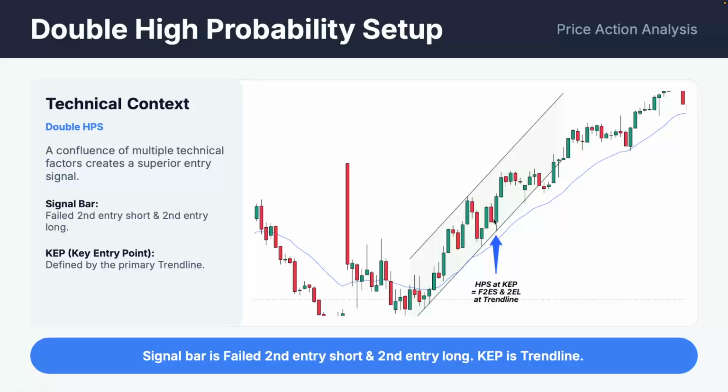Okay, so this signal bar is a failed second entry short as well as second entry long, and it is forming a trend line. You can see here is your valid trend line. This was the first touch point. You can see the second touch point. This is the third touch point. So this is a double high probability setup at a key entry point.